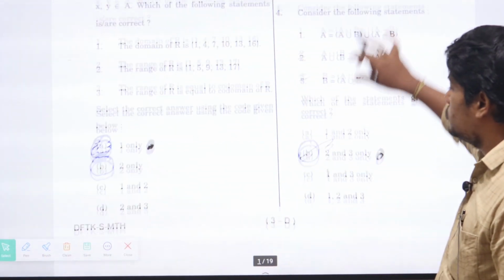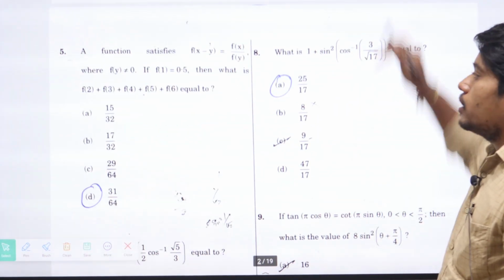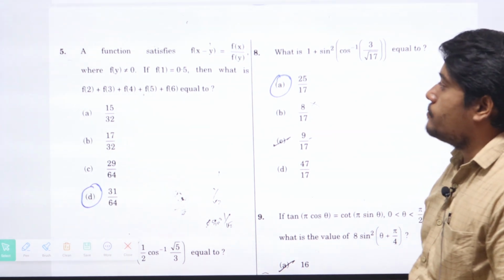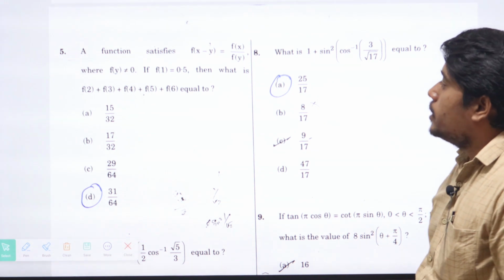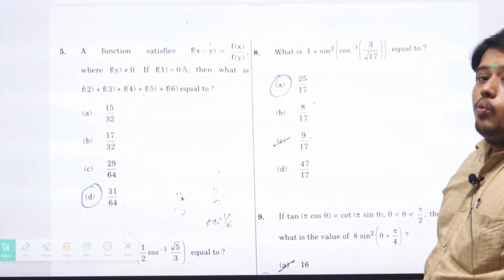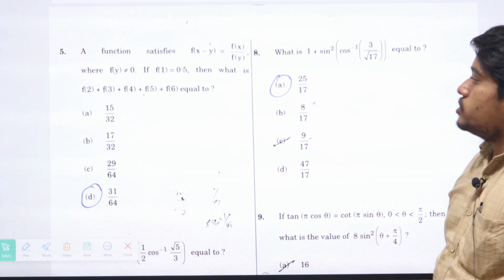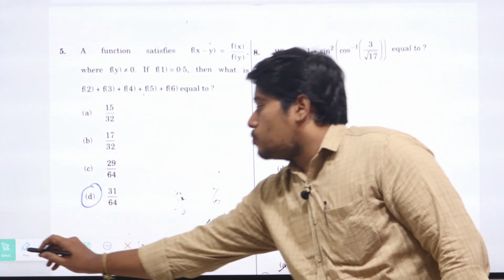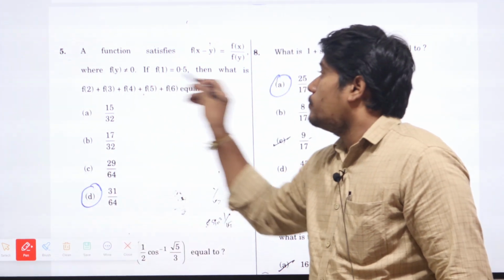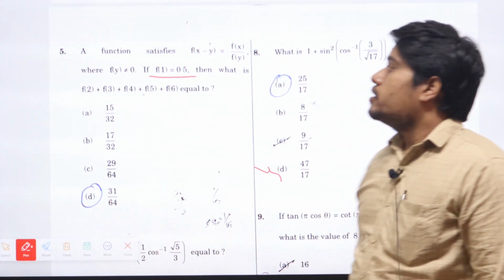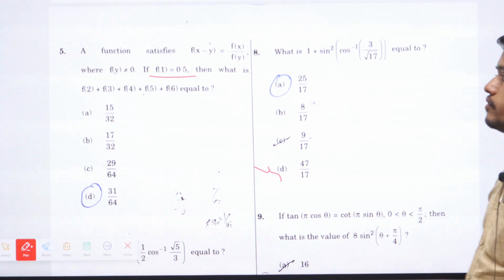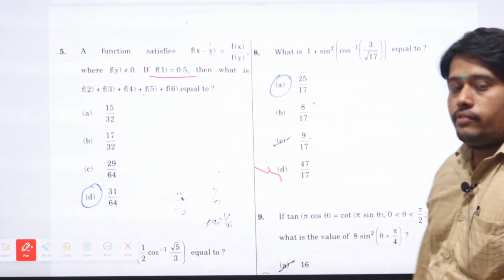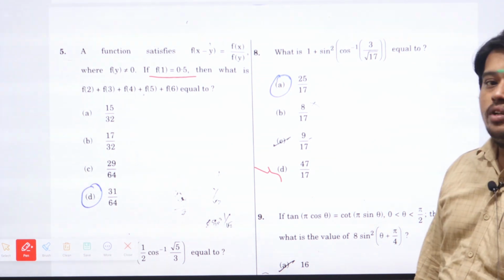So next we will go for question number 5. A function satisfies f of (x minus y) equal to f of x divided by f of y, where f of y is not equal to 0. So this is the important condition. f of 1 is 0.5. Then what is the value of f of 2 plus f of 3 plus f of 4 plus f of 5 plus f of 6?